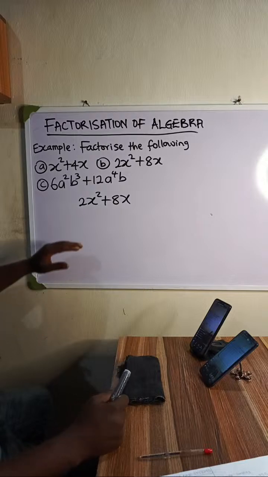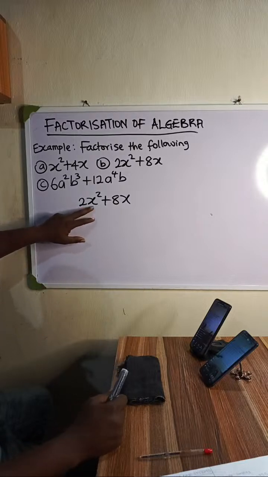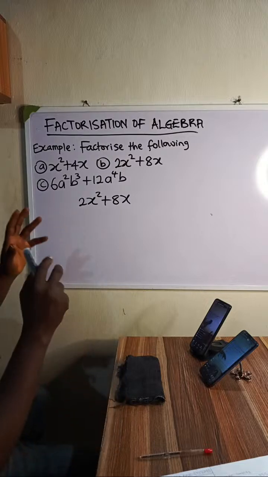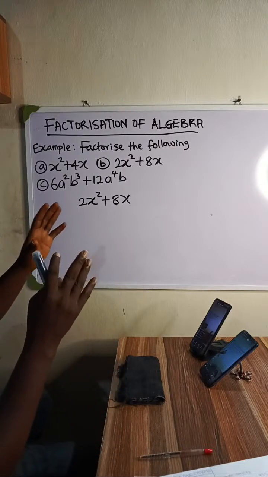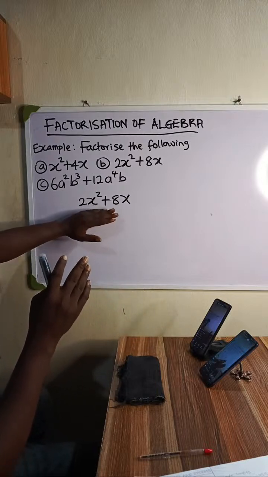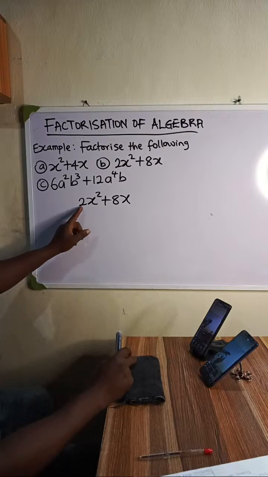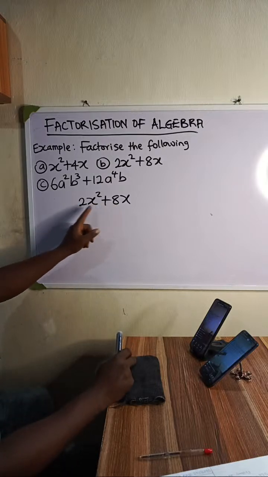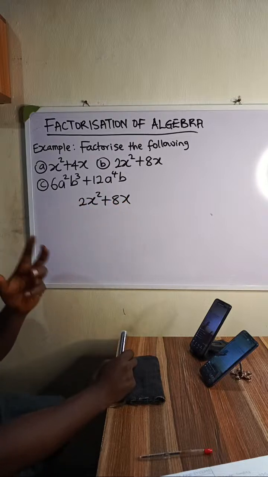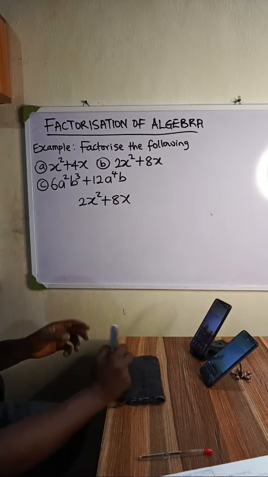Okay, some persons say 2x as the HCF, some persons say x. First, if you want to easily get the HCF, I've shown you guys how to find the HCF, but just by looking at this, you can find the HCF. You look at the numbers first. The number here is 2, the number here is 8. What is the highest number that can divide both 2 and 8? The answer is 2.